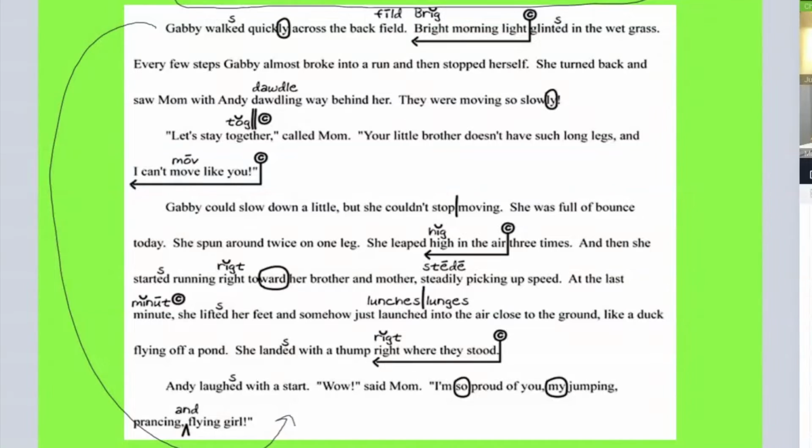So you're reading it like this. Gabby walked quickly across the back field. Bright morning light glinted in the wet grass. Every few steps, Gabby almost broke into a run and then stopped herself. She turned back and saw her mother and Andy dawdling way behind her. They were moving so slowly. Can everyone try that now on your own? Tell me when you're done.